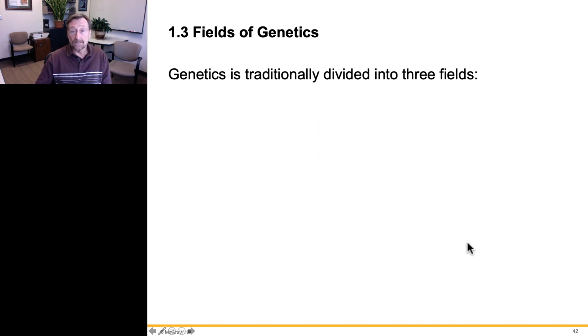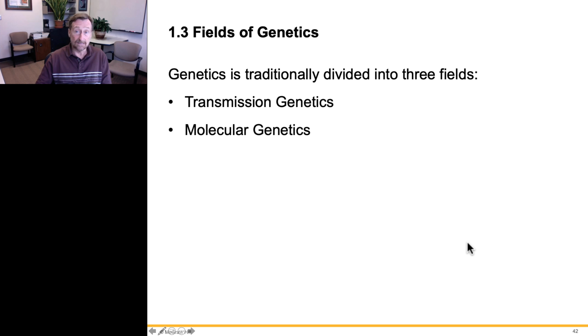Genetics is traditionally divided into three fields. There's transmission genetics, which follows the transmission of traits from parent to offspring. There's molecular genetics, which is thinking about genes at the level of DNA and the synthesis of RNA and proteins. And there's population genetics, which is at the other end of the spectrum, thinking about individuals and populations, usually out in nature, what type of genetic variation it contains and how the genetic variation changes from generation to generation.